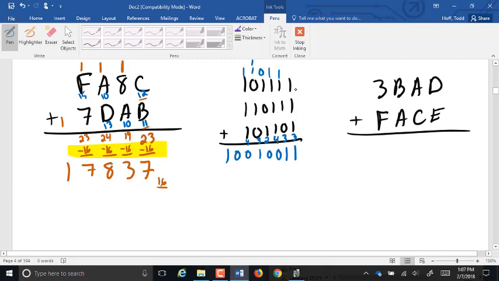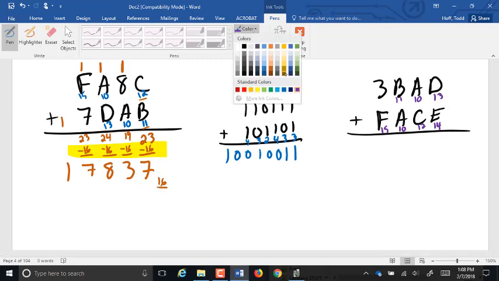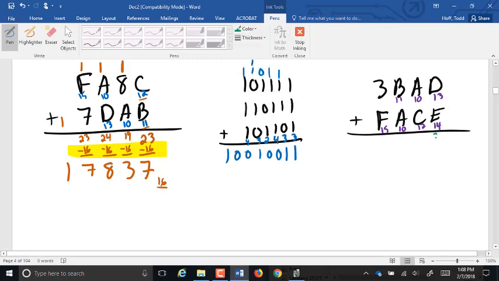Okay, then Jordan's problem. B is 11, A is 10, D is 13, F is 15, A is 10, C is 12, E is 14. We add here, we got 27, which is bigger than 16, so we carry the 1. Take away 16 is 11, which is B. 1, 10, and 12 make 23. Bigger than 16, carry the 1. Take away 16 leaves us with 7.